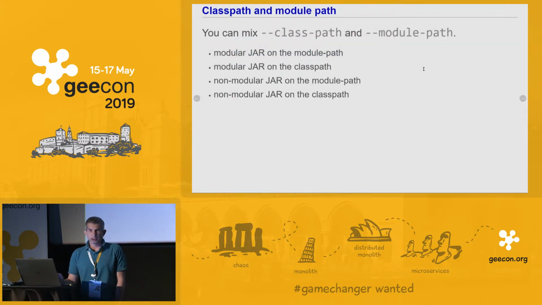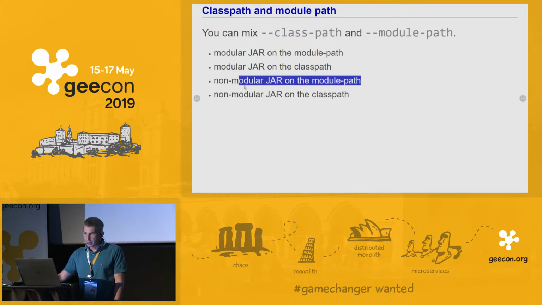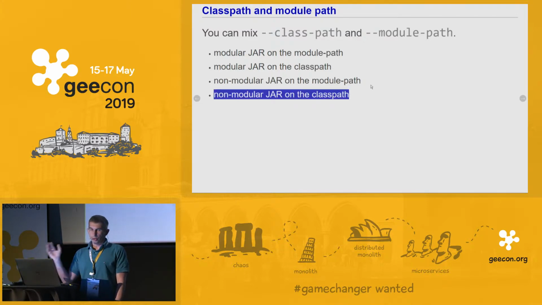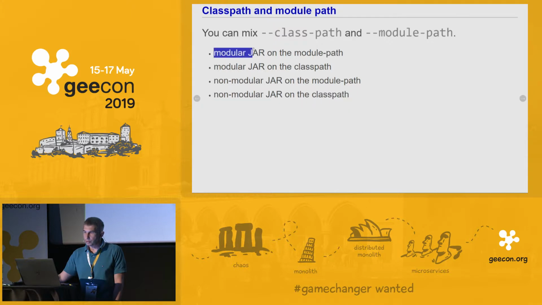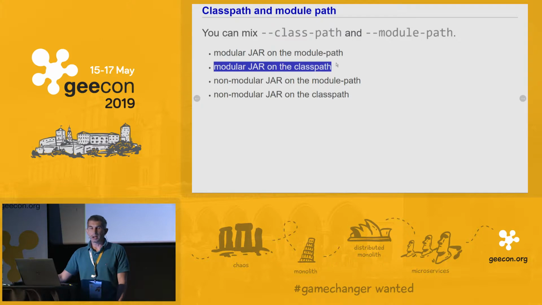Now, depending on the type of an artifact, modular or non-modular, and on its location, on the class path or on the module path, we have 4 possible combinations. Before Java 9, we only had this combination, a non-modular artifact on the class path. Its modular counterpart is having a modular artifact on the module path. But there are 2 other possible combinations. First, having a modular artifact on the class path. What happens in this case?